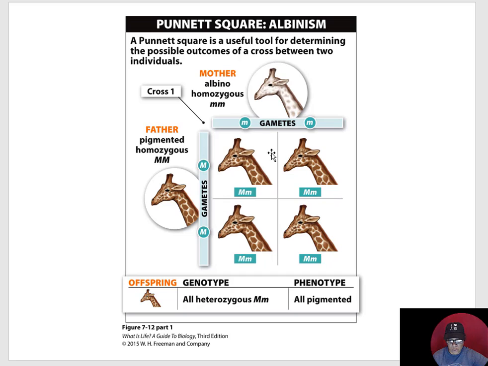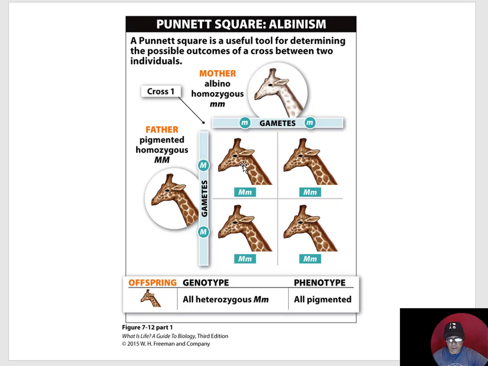So you draw 4 squares, 1, 2, 3, and 4. We have the gene of one individual at the top. We're just looking at one gene now. We have lowercase m over 1 square, lowercase m over the other square. We put the other individual on the other side, and this individual's genotype is capitalized M and capitalized M, so homozygous dominant M.